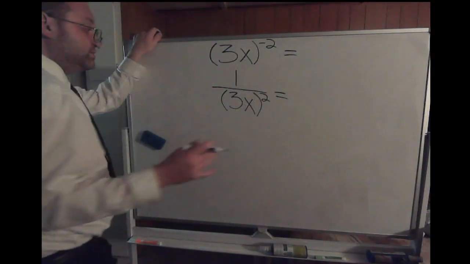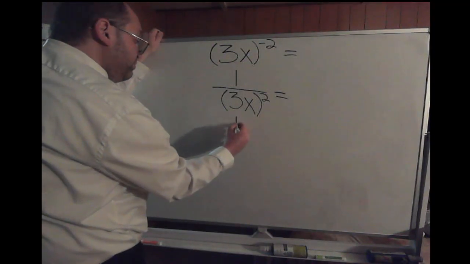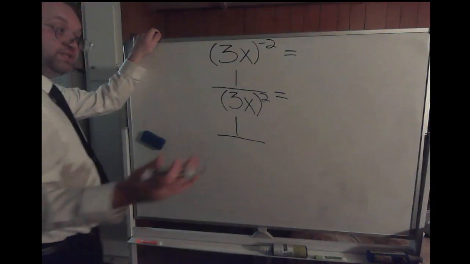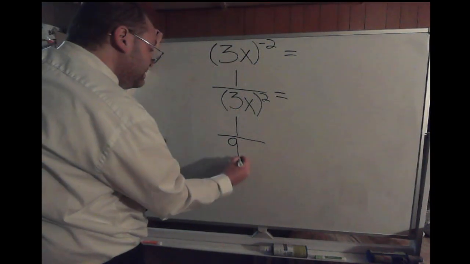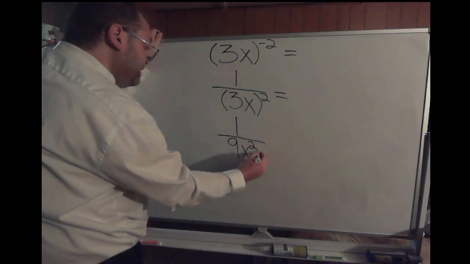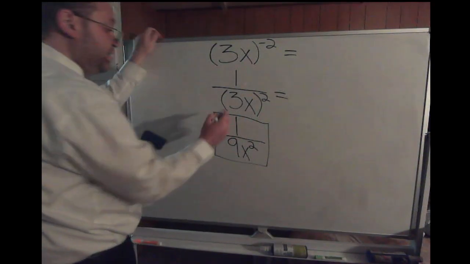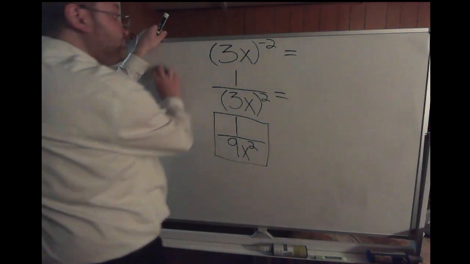For the final step, what you have to do now is work in your denominator. Your numerator is going to remain 1, but you'll take that 3x to the second power. Well, 3 to the second power, that's 9. X to the second power, well, that is just that, x to the second power. So the answer you should get for this would be 1 over 9x squared. That would be your final answer.